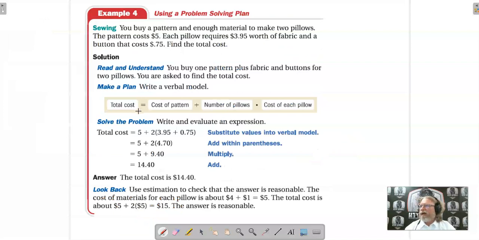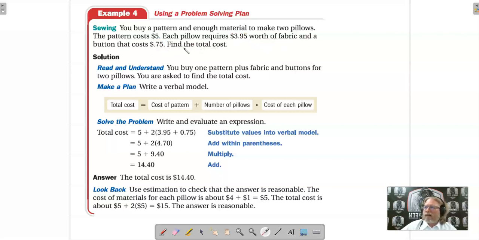All right, we have a real world situation here, sewing. You buy a pattern and enough material to make 2 pillows. The pattern costs $5, so you got to pay $5 for the pattern. Each pillow requires $3.95 worth of fabric. Notice how I use the word "and" for the decimal, so $3.95 worth of fabric, and a button that costs 75 cents.